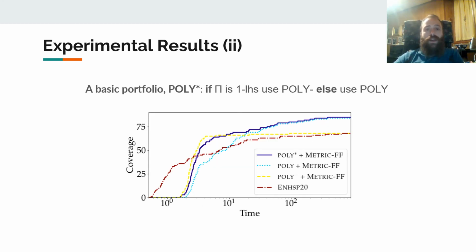We have designed a basic portfolio to combine the benefits of both schemes, which we have called Polystar. In Polystar, we use Poly minus if the considered task satisfies the mono left-hand side property, while we use Poly in the other cases.